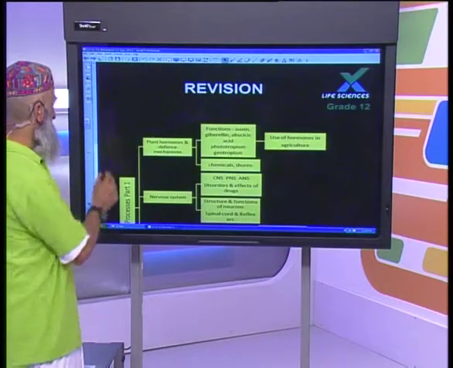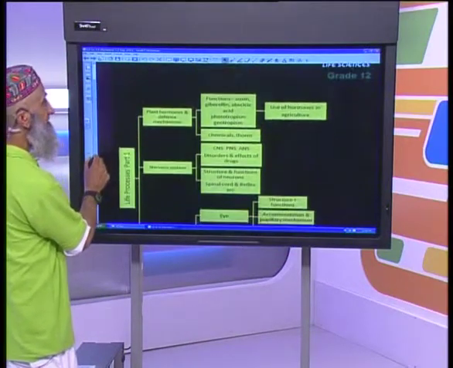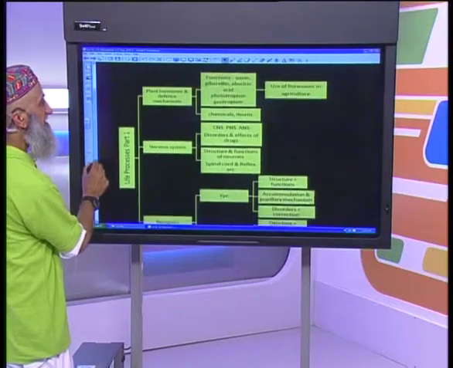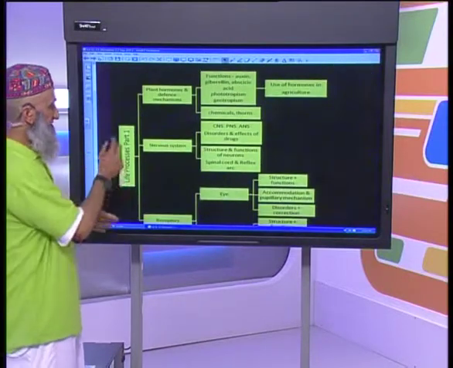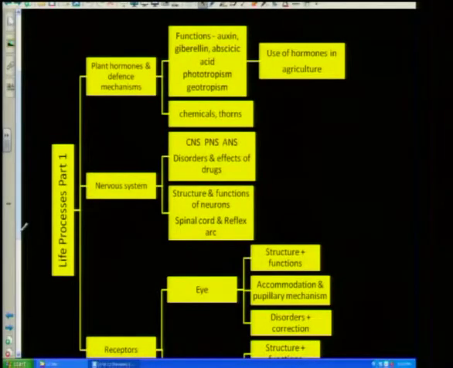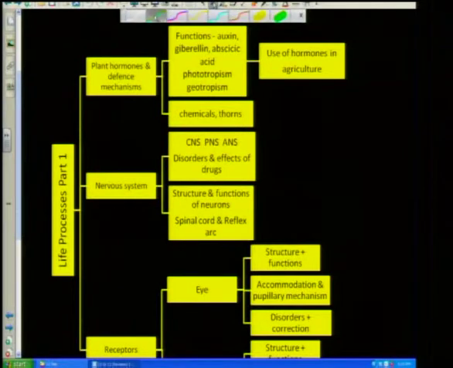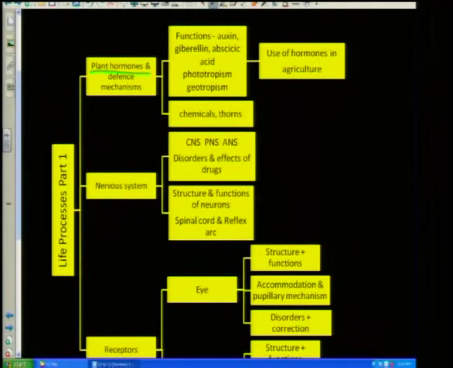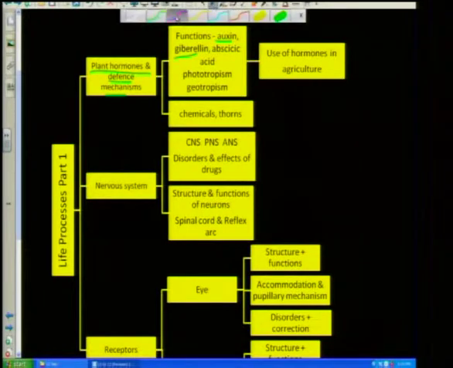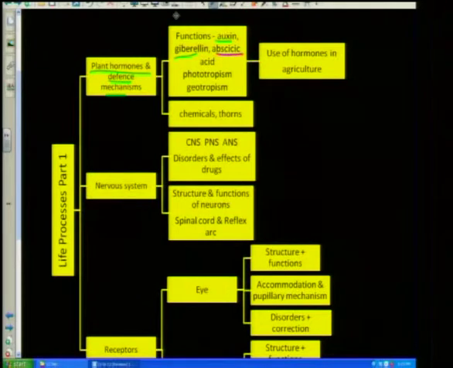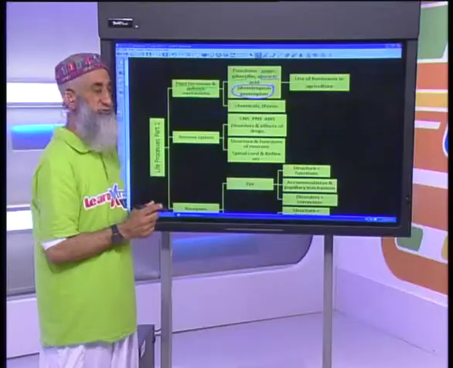We're looking at life processes, and as usual, we have a little flow diagram to tell us what we need to know. I've called this one life processes part 1. What do we need to know there? First of all, we look at plant hormones, the defense mechanisms of plants as well. From there, we're looking at the functions of auxins, gibberellin, abscisic acid. We're looking at these two important processes, phototropism and geotropism.